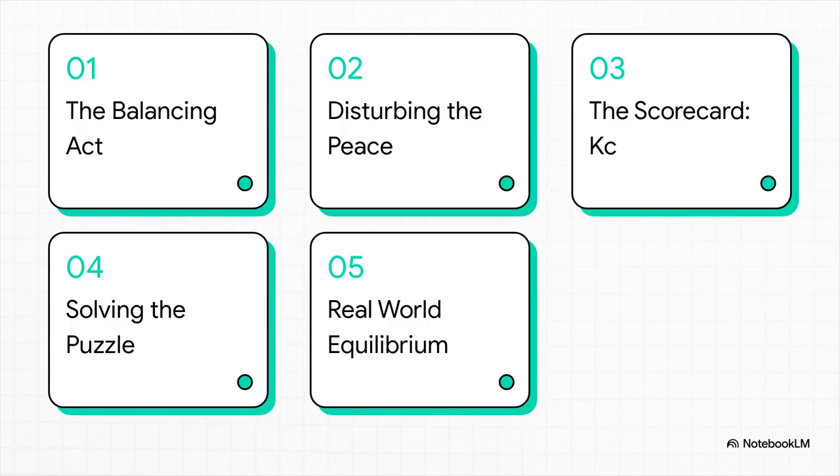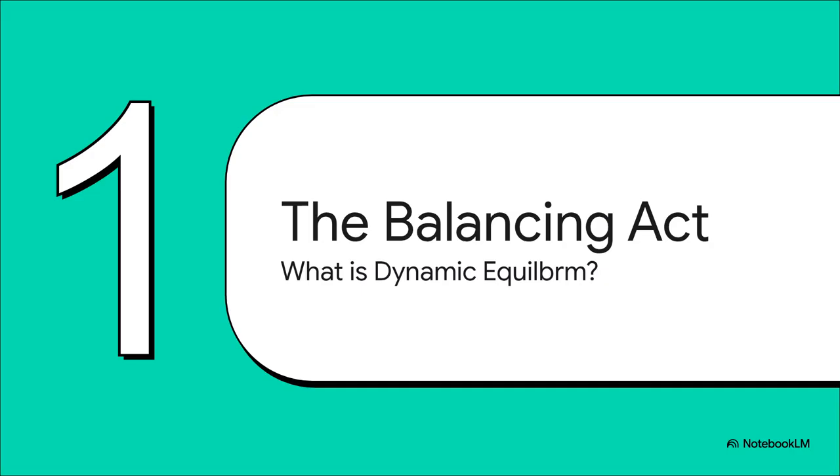All right, so here's our game plan. First, we're going to break down what this balancing act really is. Then, we're going to play the role of disruptor and see what happens when we disturb that piece. After that, we'll learn how to keep score using a number called Kc, and then we'll actually solve a problem to put it all to the test. And finally, we'll see how this one idea literally helps feed the world. Let's get into it. Okay, let's start at the beginning, the balancing act.